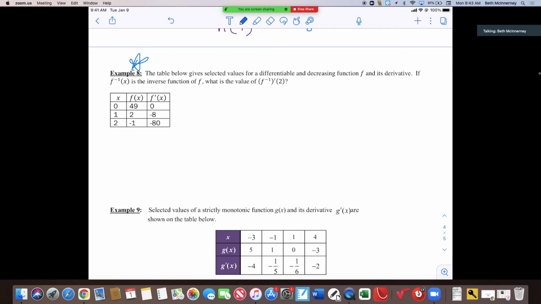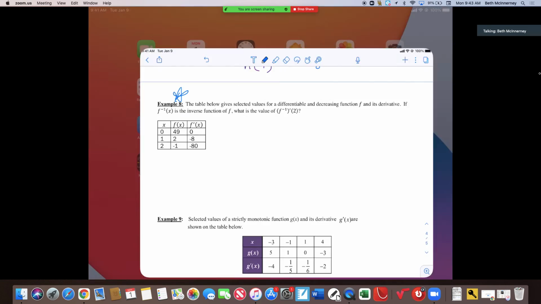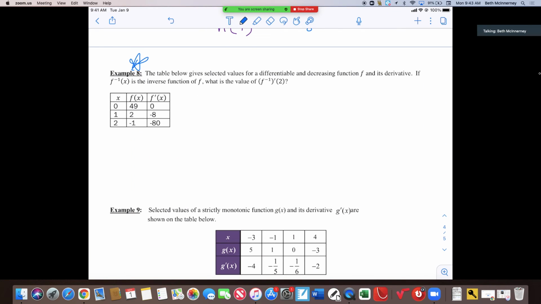All right, if you did it correctly, you would have gotten negative 1/8. Did we get it? Oh yeah, good. Okay, let me work it out for those of you that might still be struggling just a little bit on it. So I'm going to do the derivative of f inverse of x is 1 over f prime of f inverse of x. So then I want the derivative of f inverse at 2.